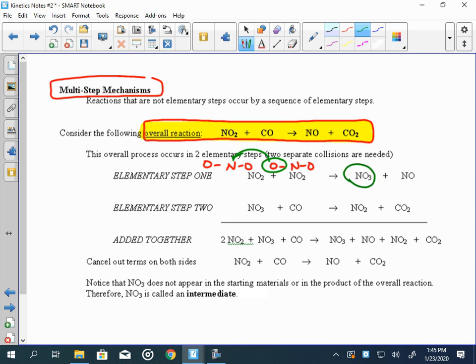And I want you to write this. Draw that arrow. Because we made NO3, but look, it gets used up right away. NO3 was not there at the beginning, and NO3 was not there at the end.